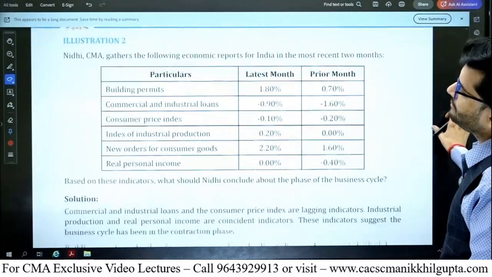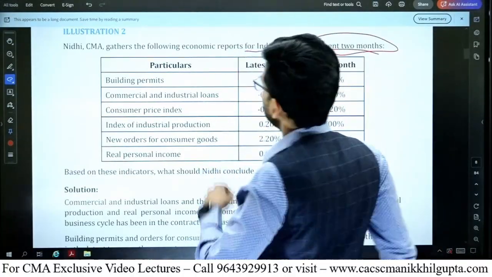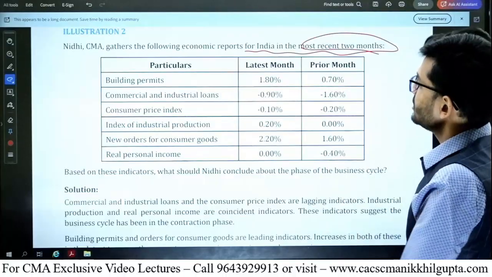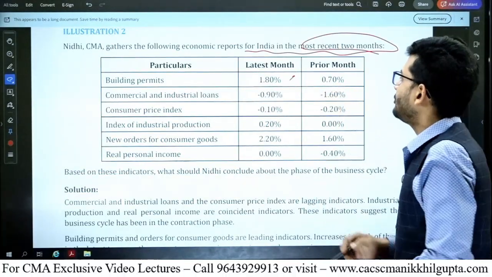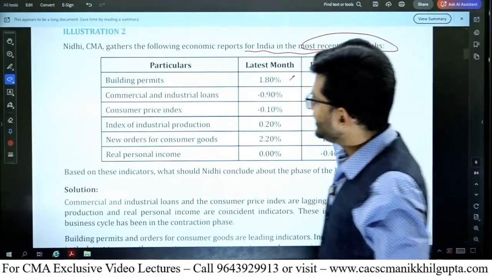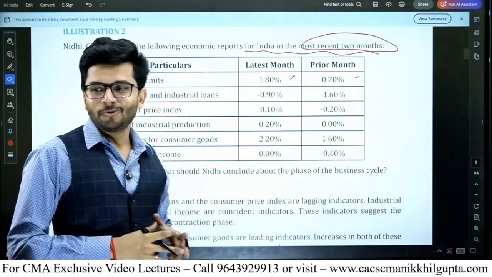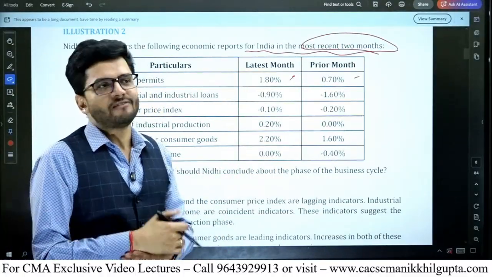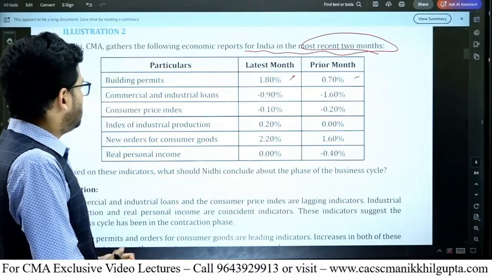Illustration number 2. Nidhi, a CMA, gathers the following economic reports for India in the recent 2 months. So it gives you certain information. Building permits: last month was 1.8%, prior month was 0.7%. So building permits have increased during the current year. Unfortunately there's no hint as to what kind of industry Nidhi is in. We have to just envisage it. We just have to guess which industry Nidhi is in.